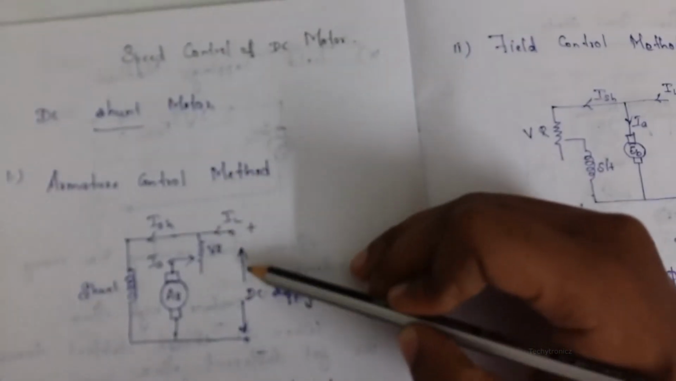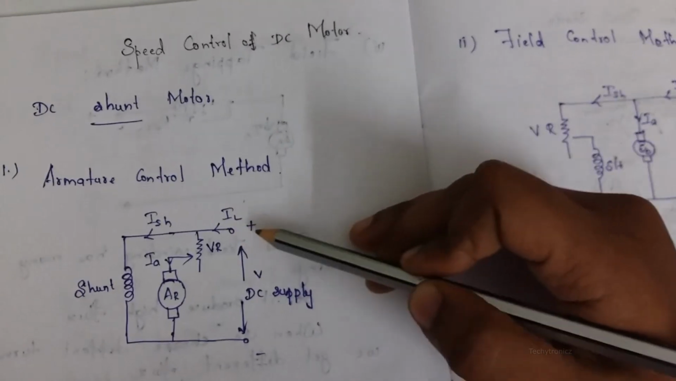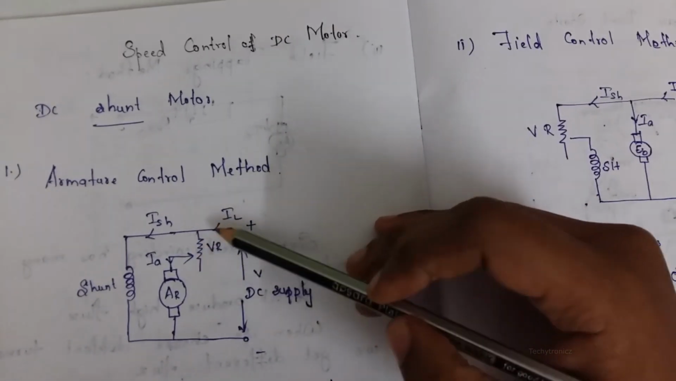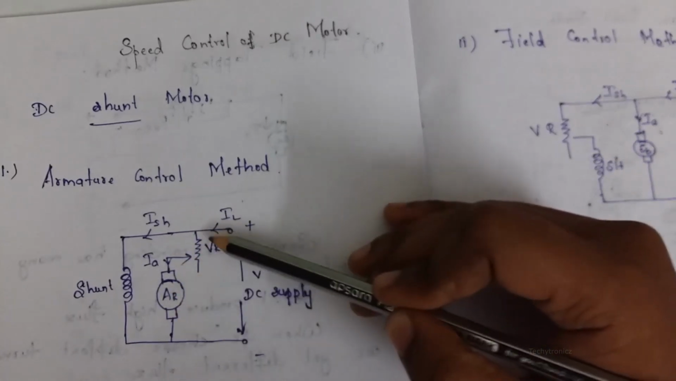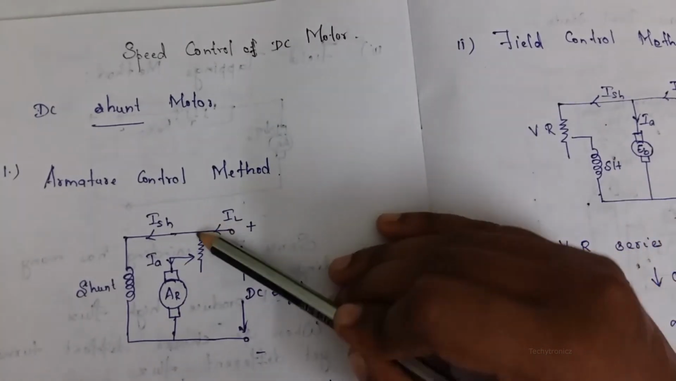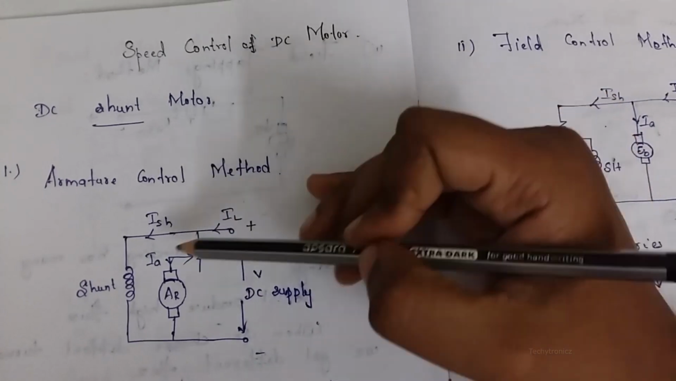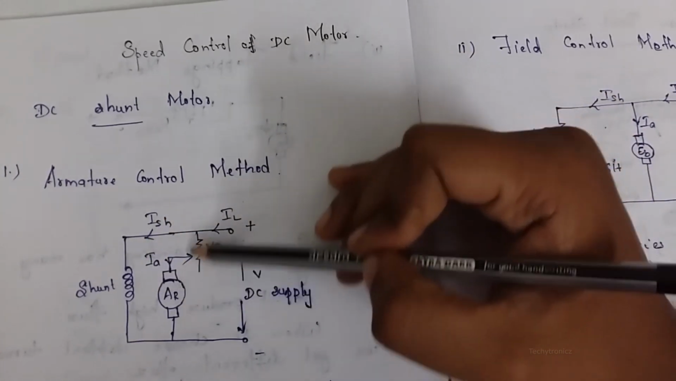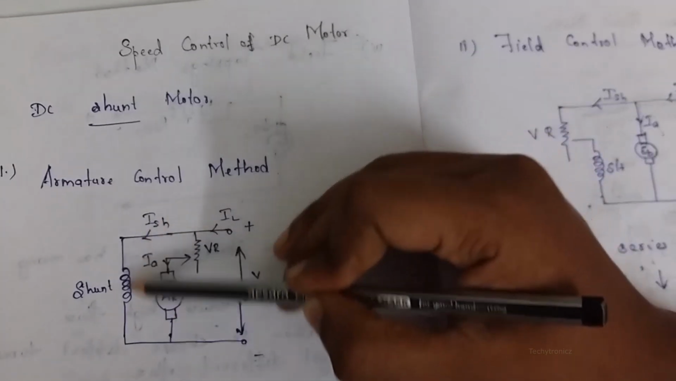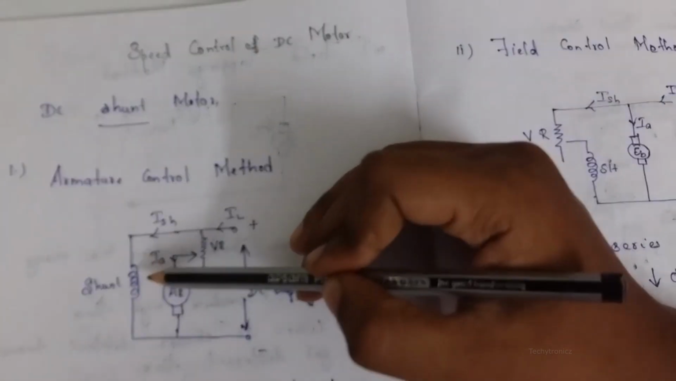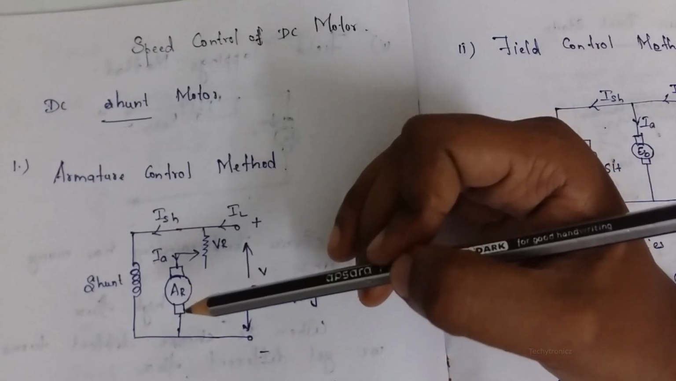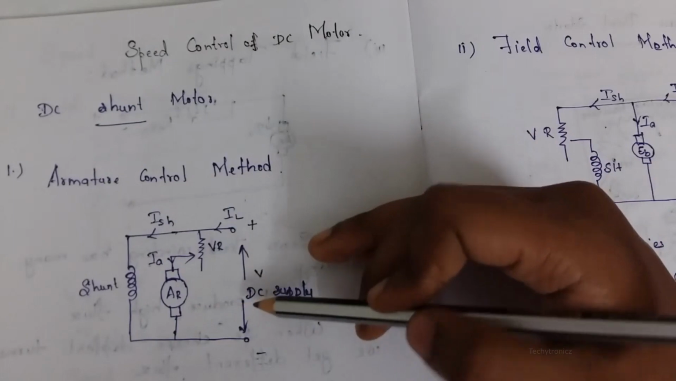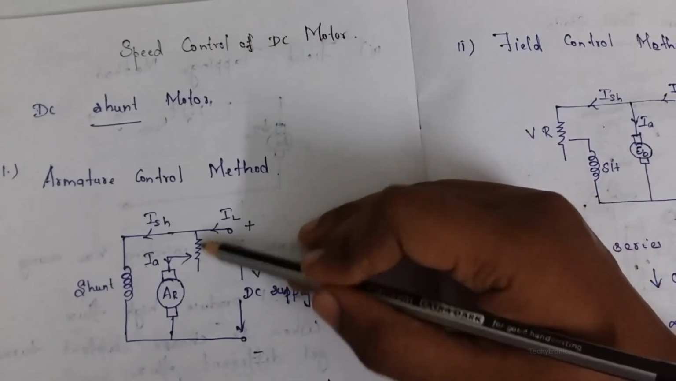When we give the DC supply, the current IL passes through the variable rheostat. When it comes here, this current IL is split into two: part of the current goes to the armature and the remaining current goes to the field winding. By adjusting the rheostat, we can get various speeds.